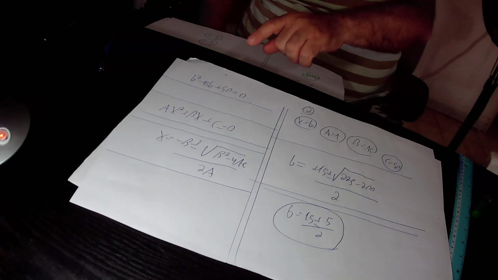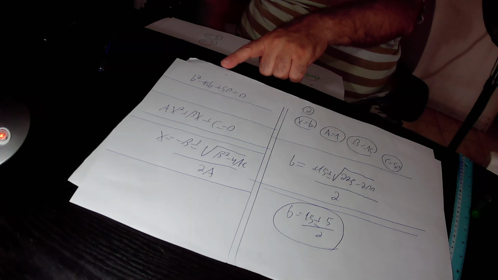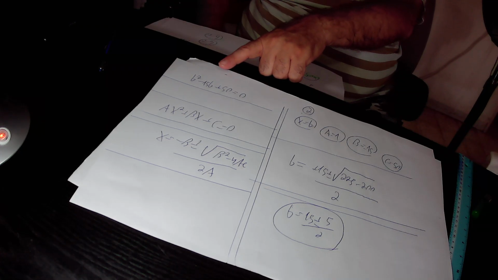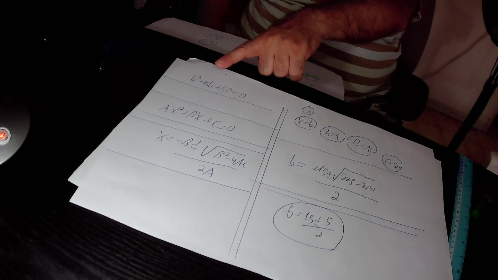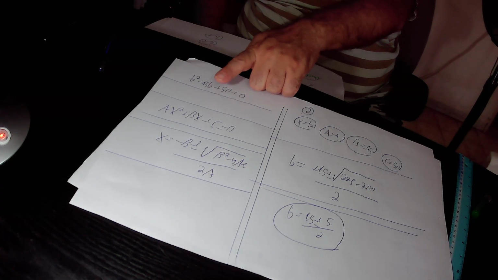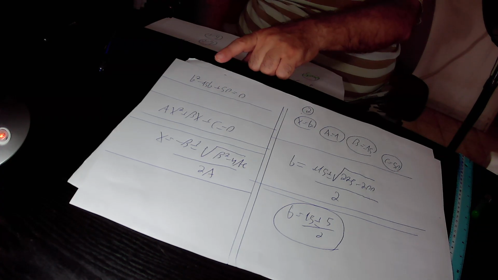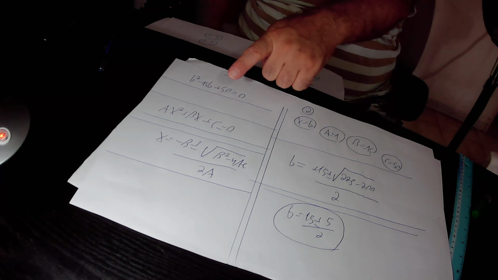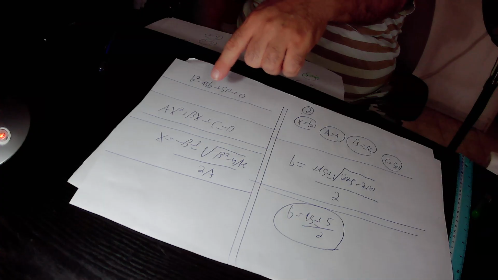In our specific quadratic equation, that is to say b squared minus 15b plus 50 equals 0, the variable that we are looking for is b, so x equals b. Actually, this is a small b, while capital B is the coefficient of the general quadratic equation. So small b is the variable that we are looking for, while capital B is the coefficient of this general quadratic equation.